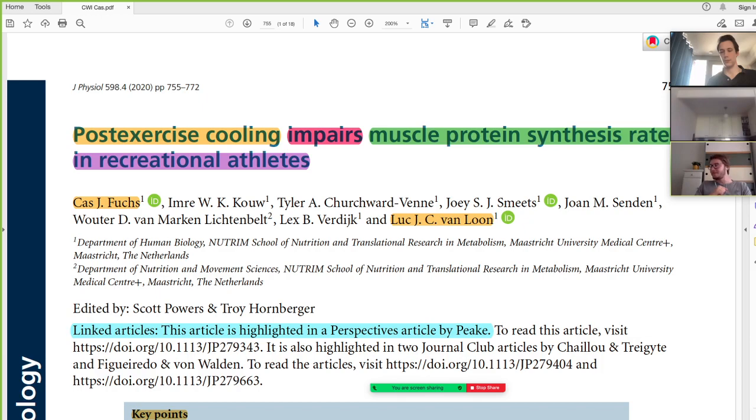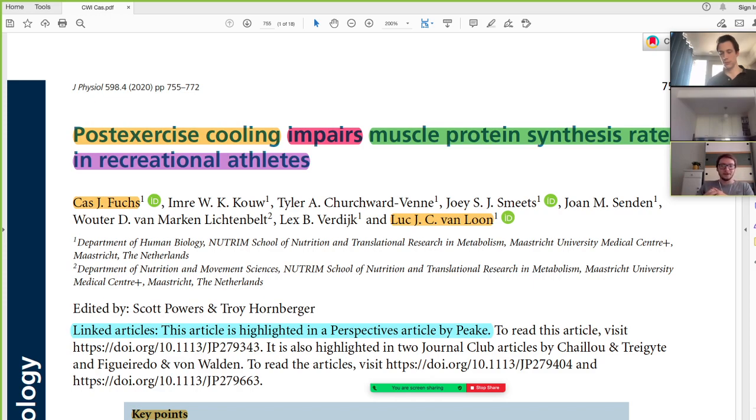In the title, you would like to see a clear title that shows an effect. For example, here you see that the intervention, post-exercise cooling, impairs, so you already have the effect, muscle protein synthesis rates, the outcome, and also the population, recreational athletes. So I personally like this much more than a title that says the effect of post-exercise cooling on muscle protein synthesis rates in recreational athletes, because it doesn't really tell you anything. So I think I like these titles.